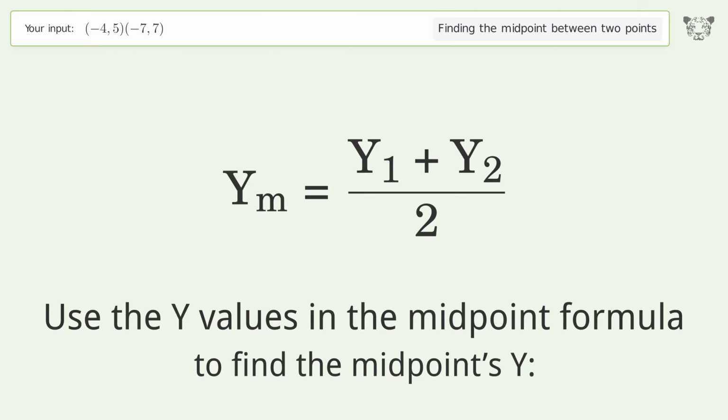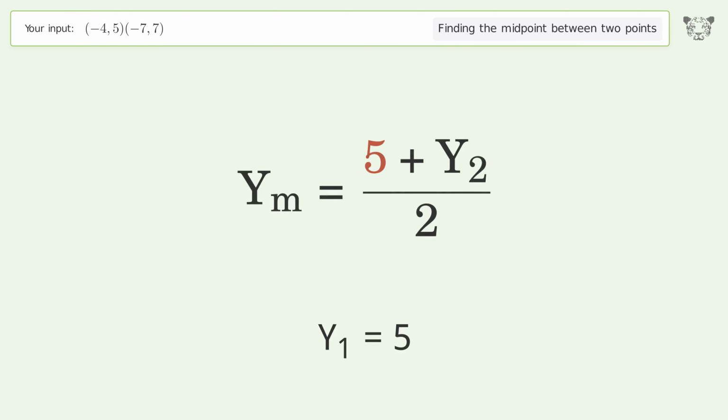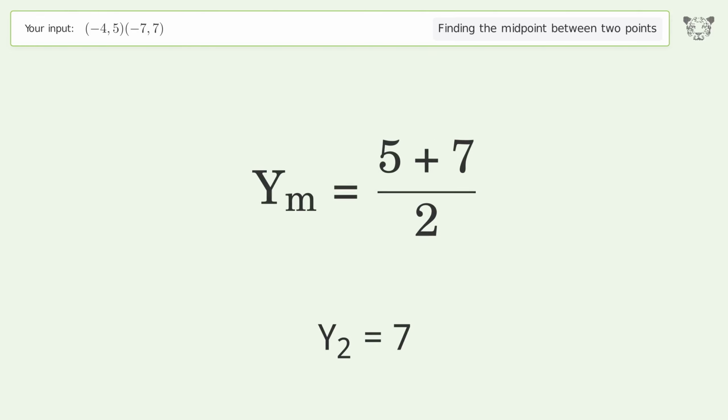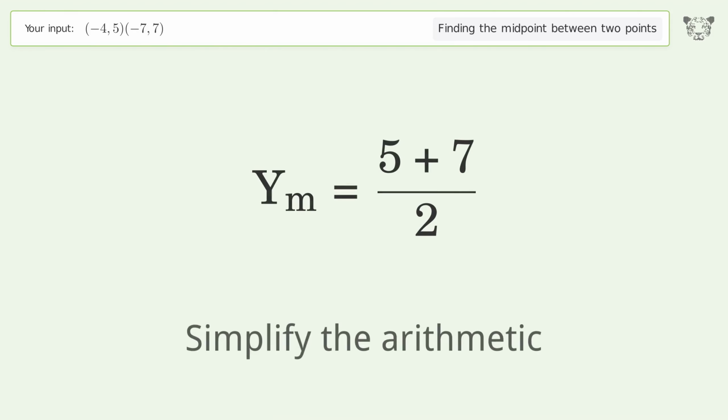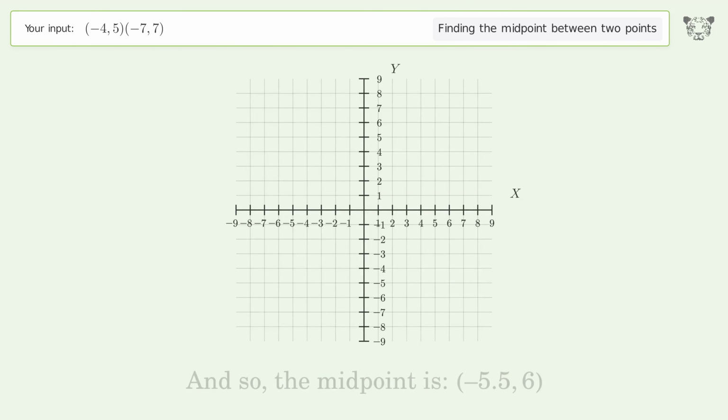Use the y values in the midpoint formula to find the midpoint's y. y1 equals 5. y2 equals 7. Simplify the arithmetic. And so, the midpoint is negative 5.5, 6.